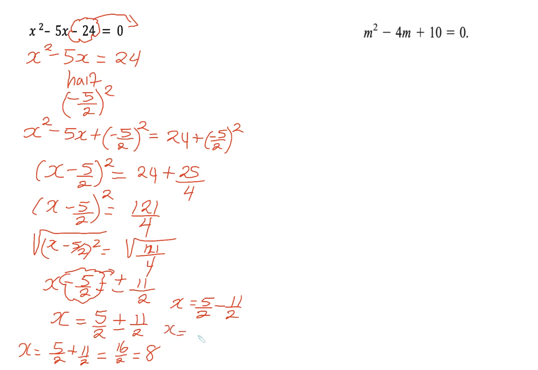So x has a value of negative 6 over 2. Negative 6 divided by 2 is negative 3. So your answer here is either negative 3 or 8. So don't be scared of the fractions. They're not that difficult. Here I have m squared minus 4m plus 10 equals 0.